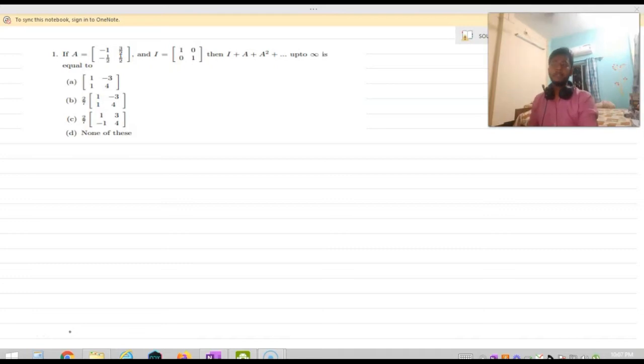This is Shomojit Dev. Let us begin with question number 1. If A is a 2 cross 2 matrix given by -1, 3 by 2, -1 by 2 and 1 by 2, and I is a 2 cross 2 identity matrix, that is 1 0 0 1, then we have to find the value of I plus A plus A square plus dot dot up to infinity. So we have to find the value of this expression. Let us start the solution.